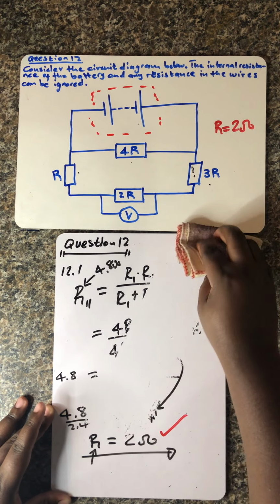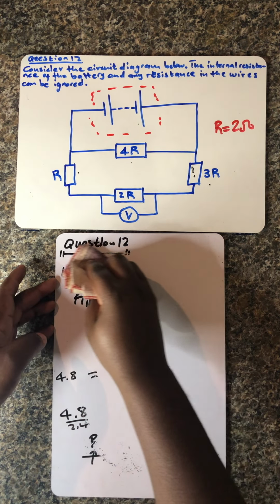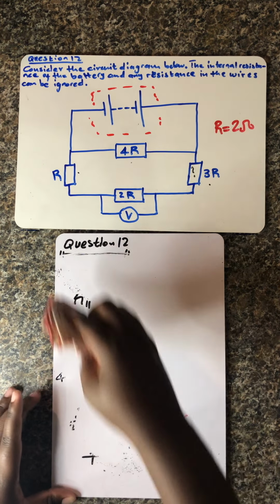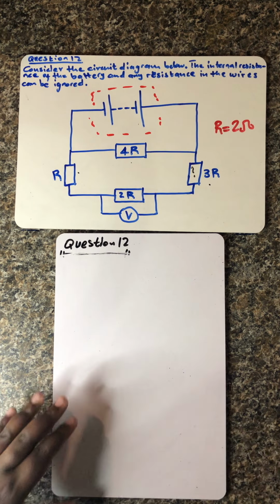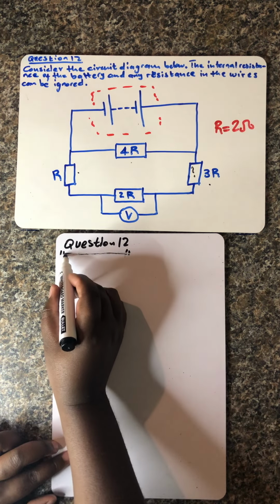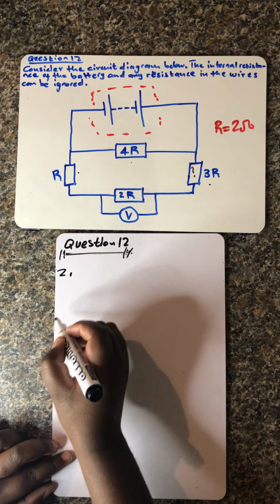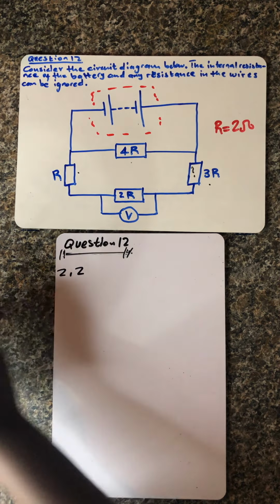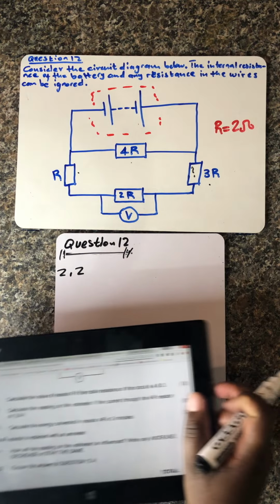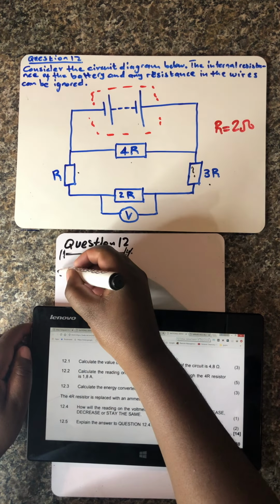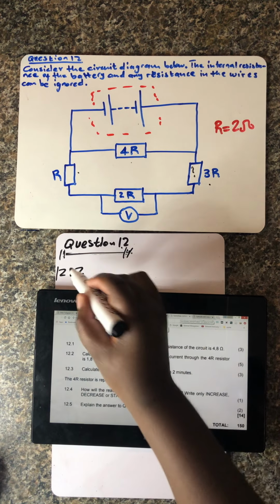So guys, remember, for this question we know R is 2 ohms. So let's at all times remember that R is 2 ohms. Now let's move to the next question, which is 2.2. I think it should be 2.2. Let me quickly check. No, 12. Sorry guys, it's 12.2.